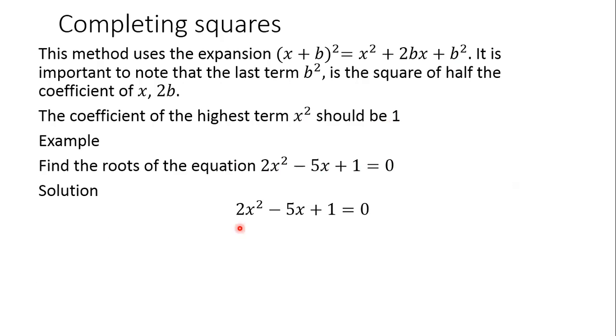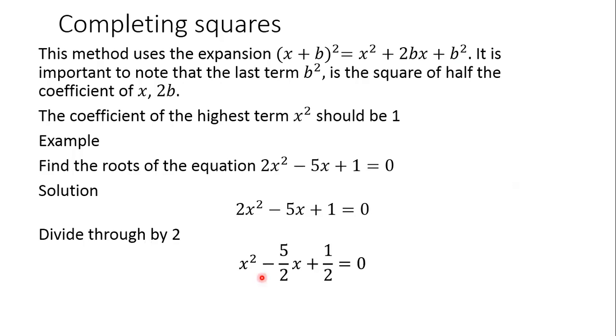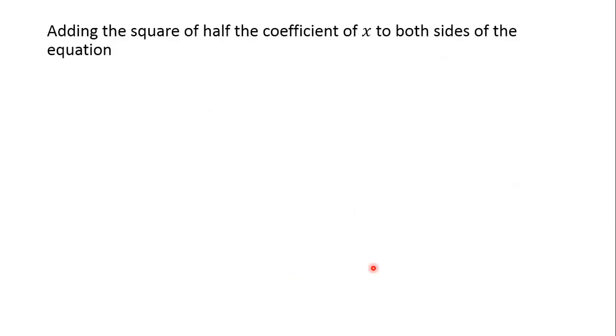So what we shall do is to begin by dividing throughout by 2. So when we divide by 2, we shall have x squared minus 5 over 2 x plus 1 over 2 is equal to a half. So we shall add the square of half the coefficient of x to both sides of the equation.